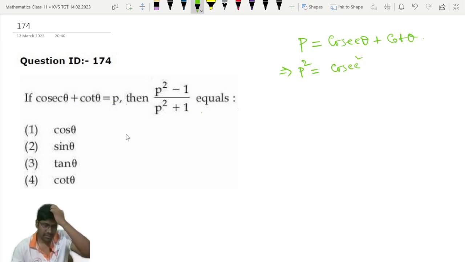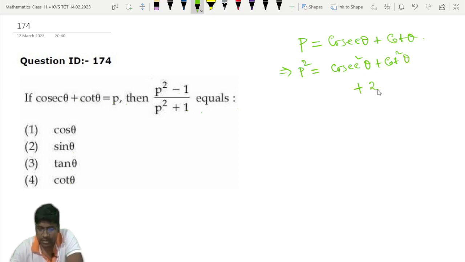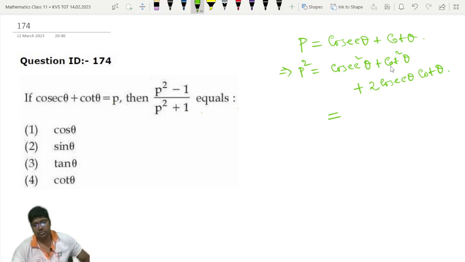Okay, all the options are in forms of sine, cos, tan, cot. Let me see first. Cosec square theta plus cot square theta plus 2 cosec theta cot theta, that is equal to p square. So, can we simplify p square? Cosec square theta minus cot square theta is equal to 1.